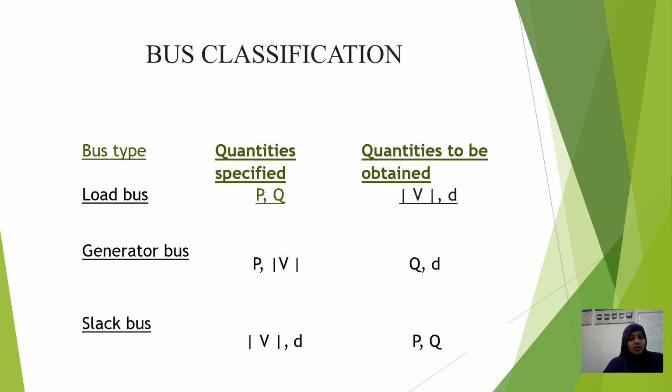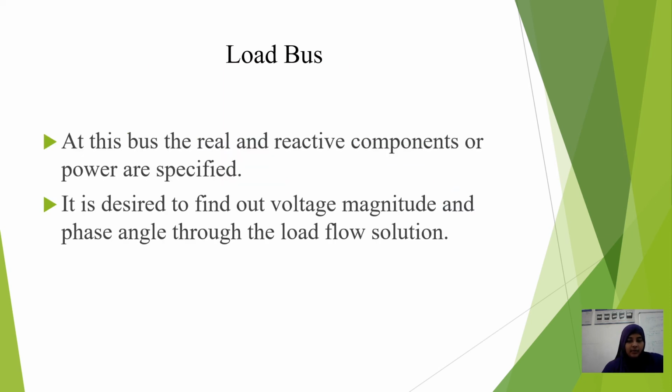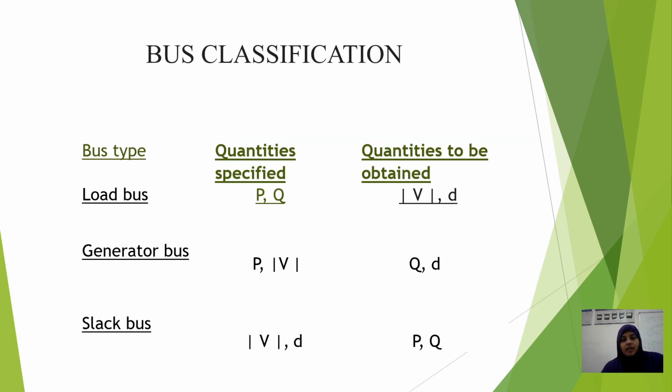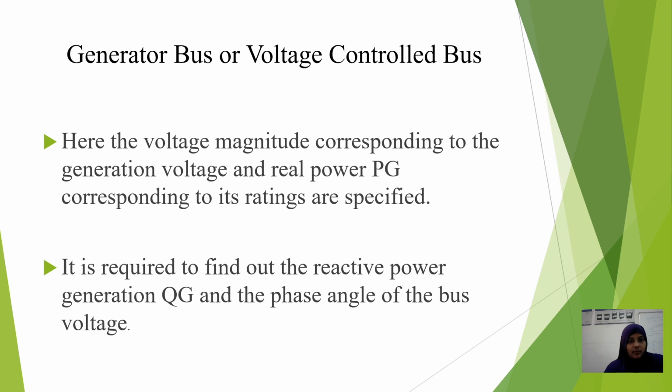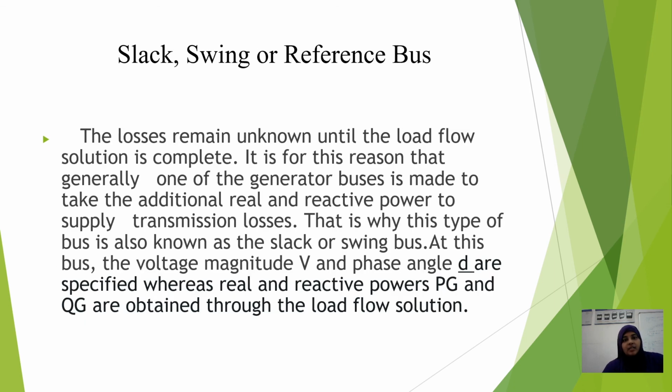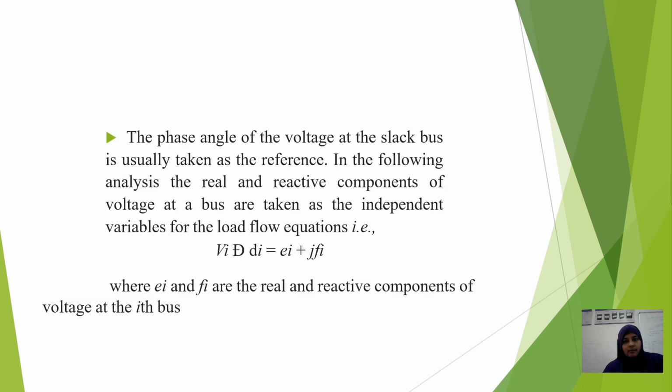For the generator bus, active power and voltage magnitude are given, and we have to find reactive power and the phase angle. For the slack bus, magnitude of voltage and angle are given, and we have to find the active and reactive powers. Active power is represented by P suffix G, or simply P, reactive power by Q or Q suffix G, voltage by V, and angle by delta. The generator bus is also called the voltage control bus, and the slack bus is also called the swing bus or reference bus.